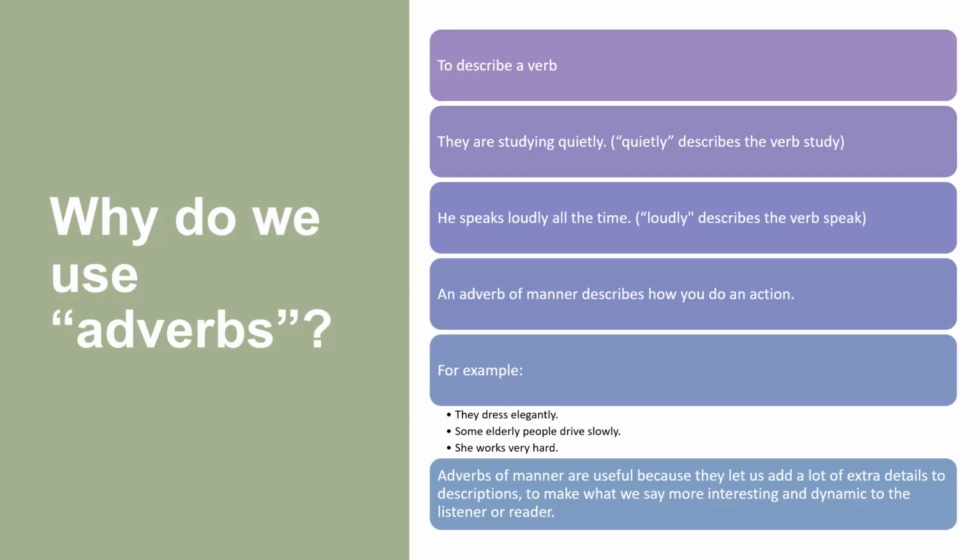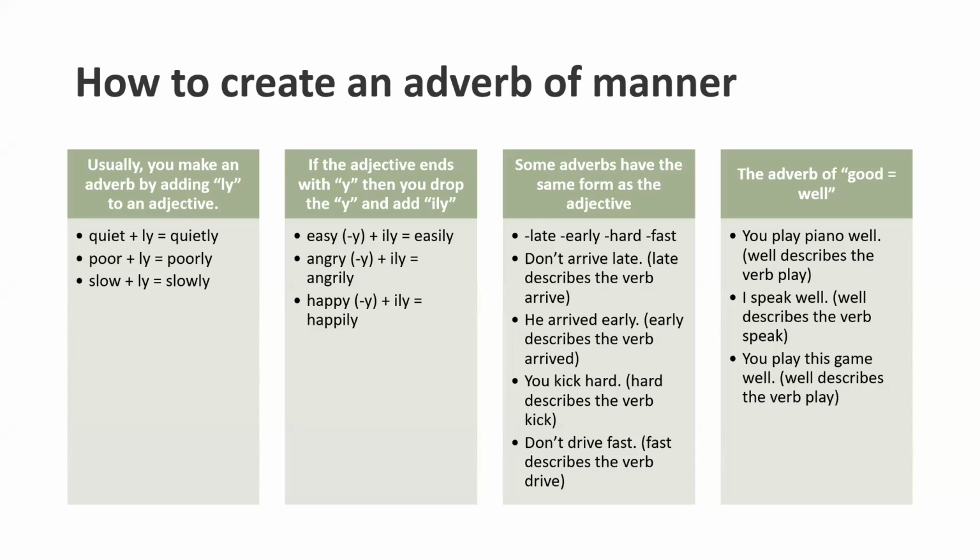Here we have important rules on how to create an adverb of manner. We have four rules. The first two rules indicate a general rule and the last two rules are for irregulars. The first rule says that usually you make an adverb by adding L and Y at the end of the adjective. For example, quiet, quietly; poor, poorly; slow, slowly.